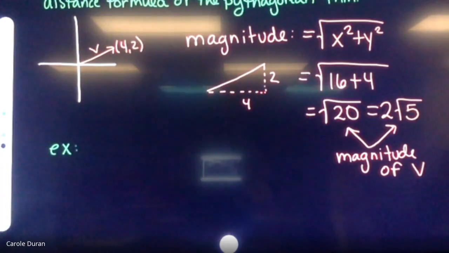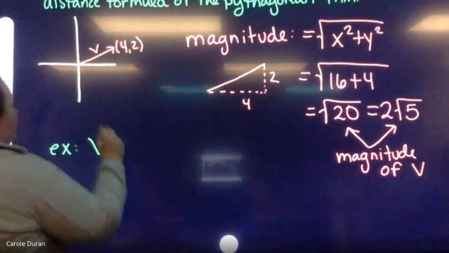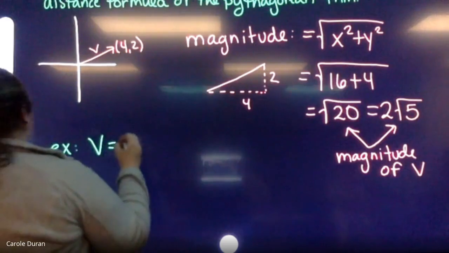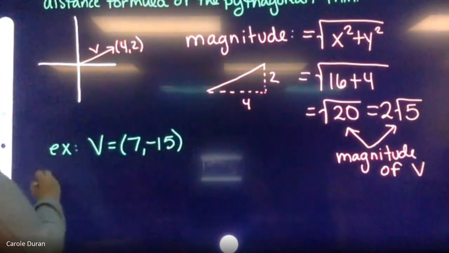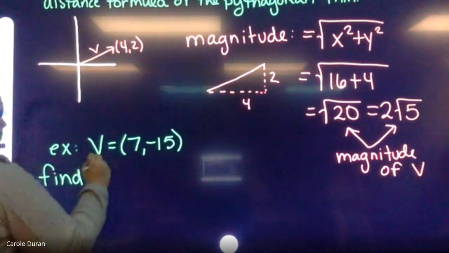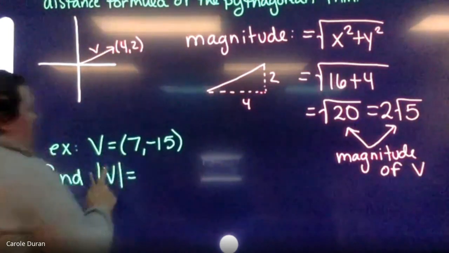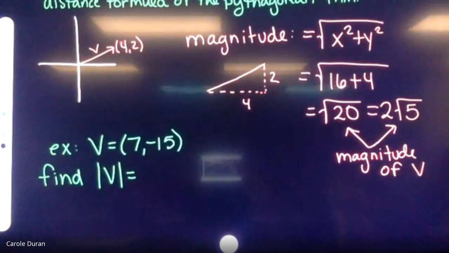The example I have now is you have a vector that ends at the coordinates 7, negative 15. I would like for you to find the magnitude of V. Whenever you see a letter inside of absolute value signs, that indicates magnitude.